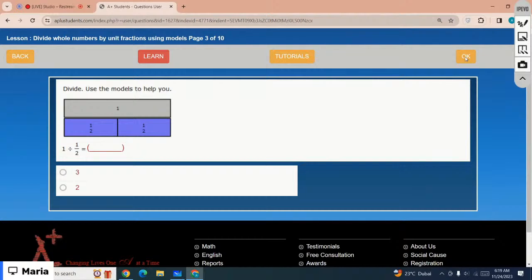Divide, use the model to help you. 1 divided by 1 half, which is the correct option? The correct option is 2. 1 divided by 1 half equals 2.